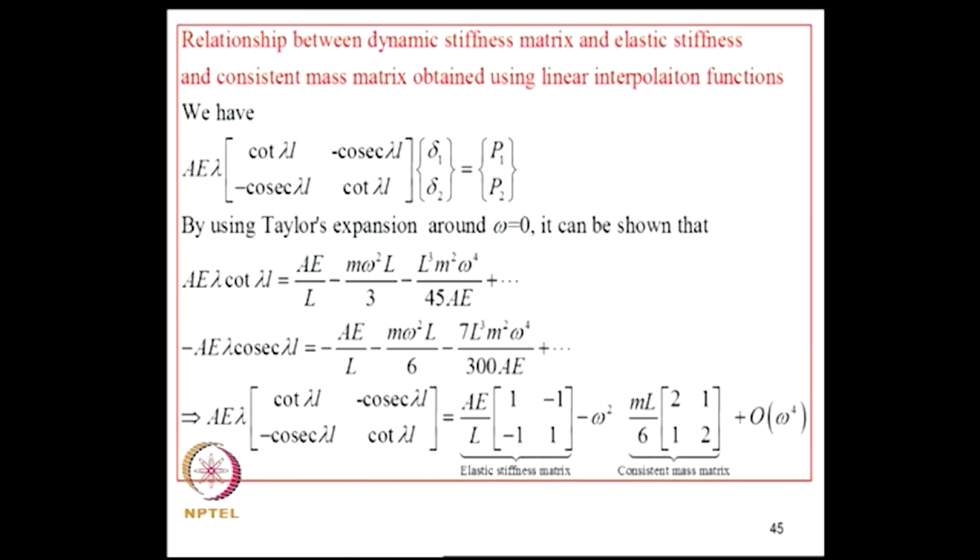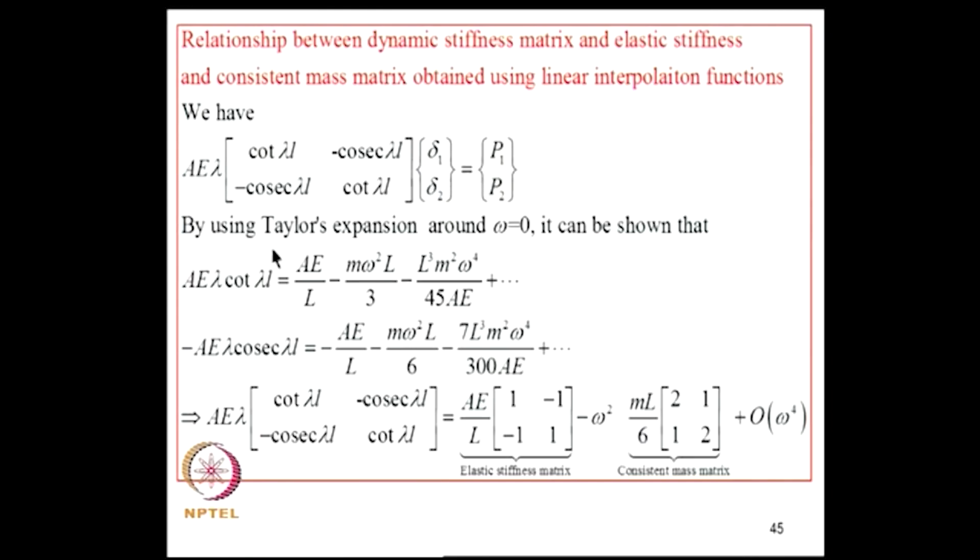Now, we can also expect that there will be a relationship between the dynamic stiffness matrix and the classical elastic stiffness and consistent mass matrix obtained using linear interpolation functions, say for an axially vibrating rod. The equilibrium in the frequency domain was obtained earlier as this. Now, this is the dynamic stiffness matrix.